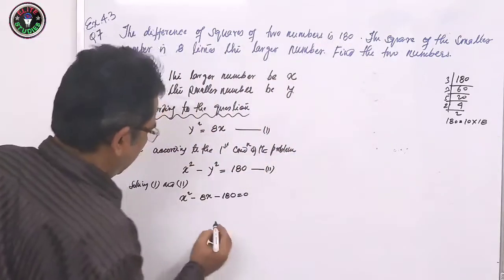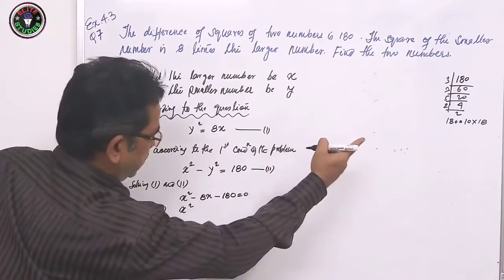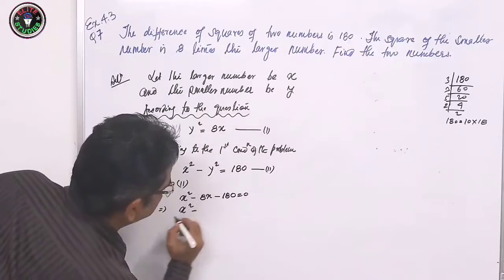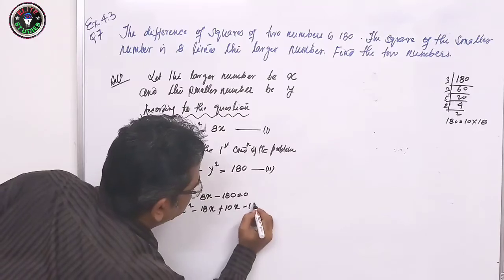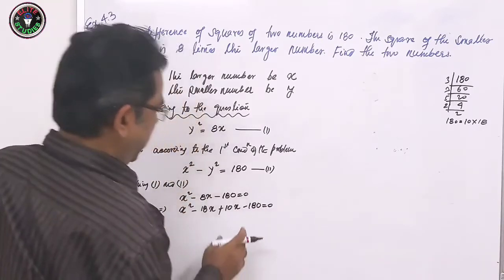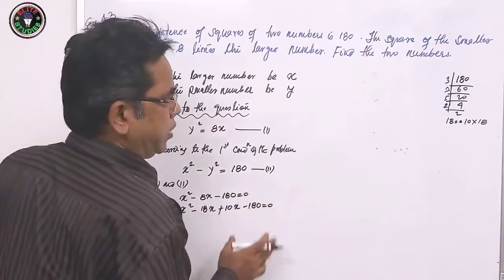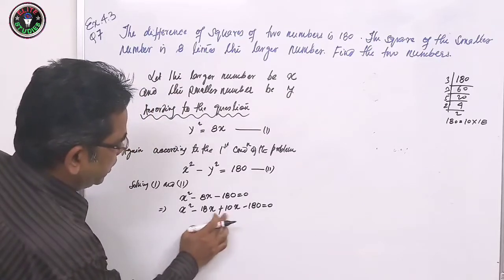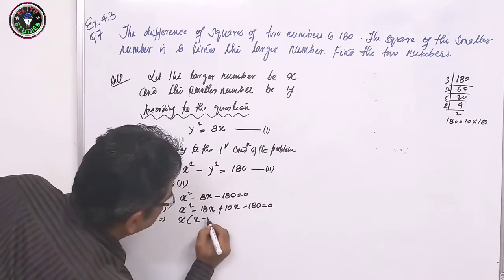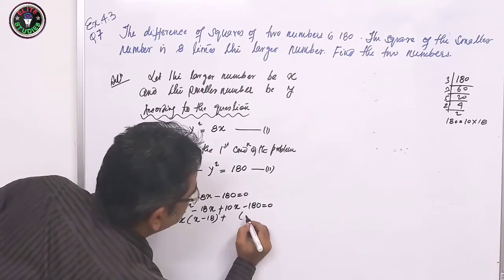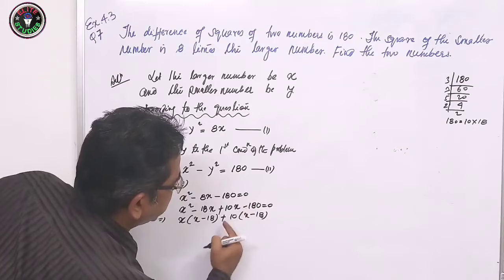We are getting it. So here we can write x square minus 8x, where minus 8x can be written as minus 18x plus 10x, minus 180 equal to 0. Refer to my previous videos on how to factorize a given quadratic equation by the method of factorization. From there you can easily get these things. Now here it will be x minus 18 times x plus 10.